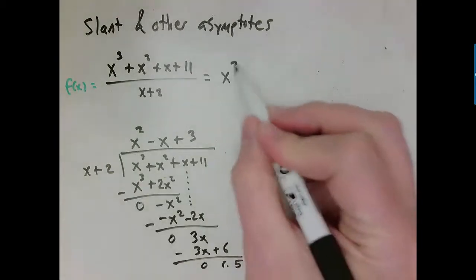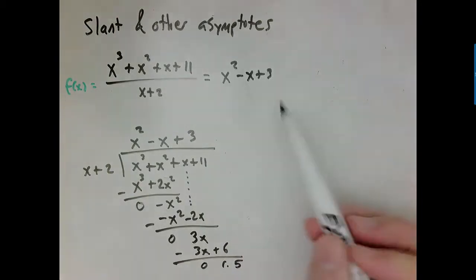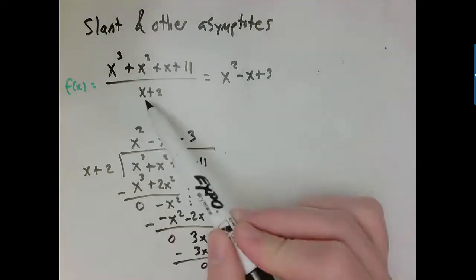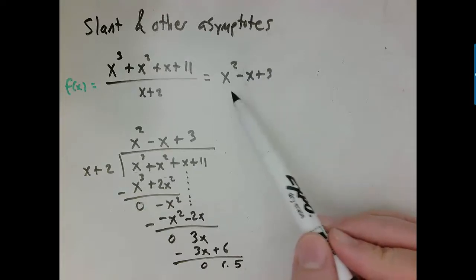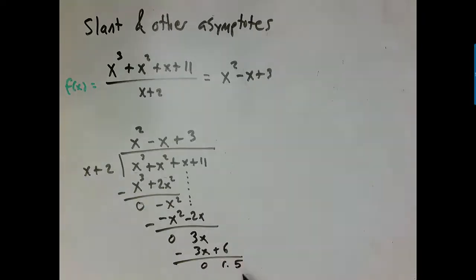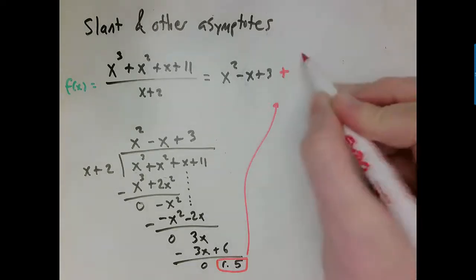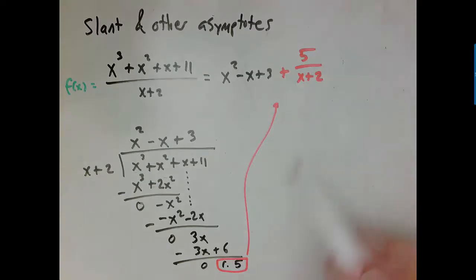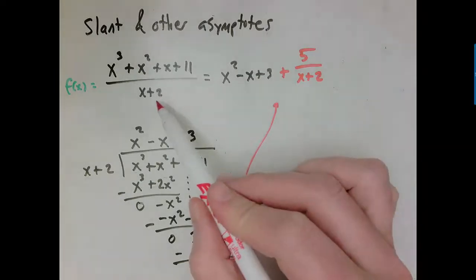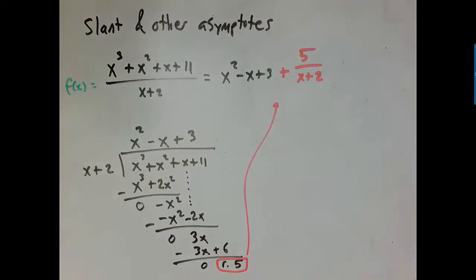I've got x squared minus x plus 3, and that's what I was expecting to see, because I know that x cubed divided by x should give me some second degree equation, some x squared equation. But it didn't divide evenly, remember, because we've got this remainder of 5. So the way that you would represent that is you would add 5, but it's still being divided by x plus 2. So whatever your remainder is, you're still dividing it by whatever you were originally dividing by. All right, so we've performed the division, but what has this told us about asymptotes?